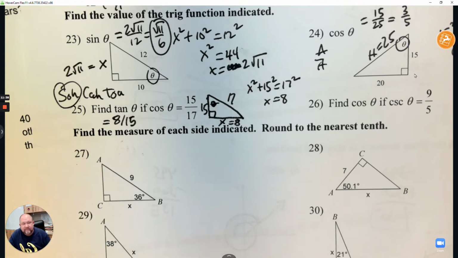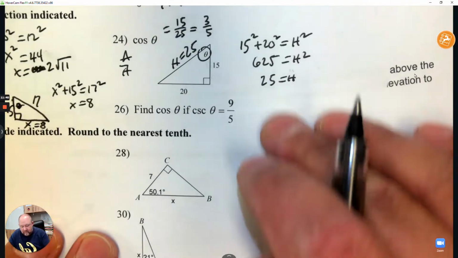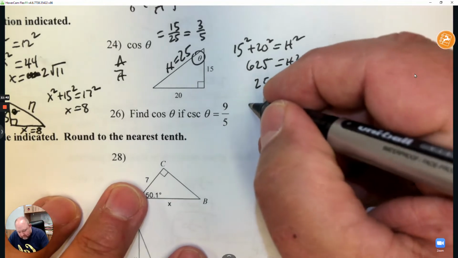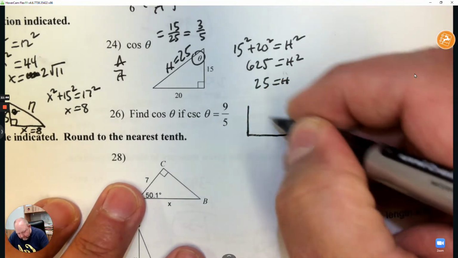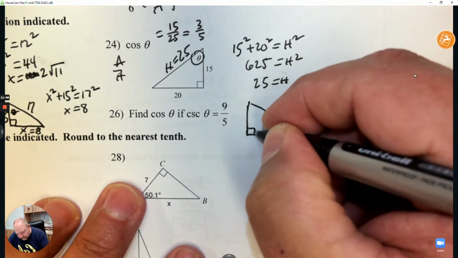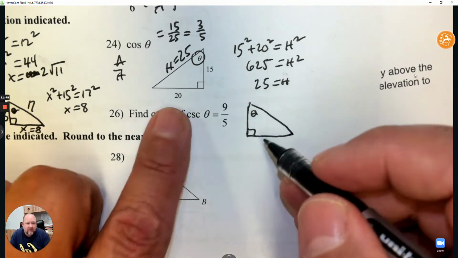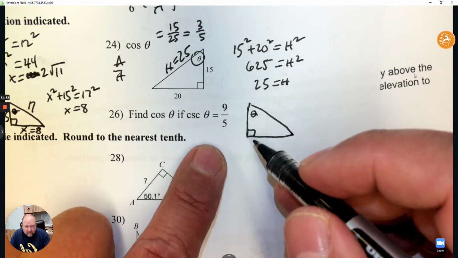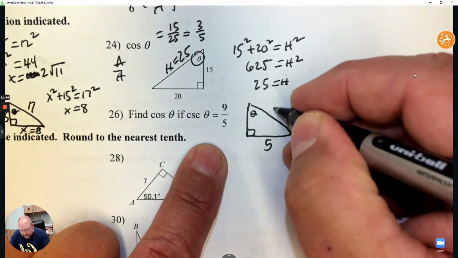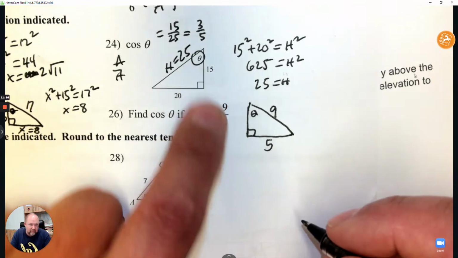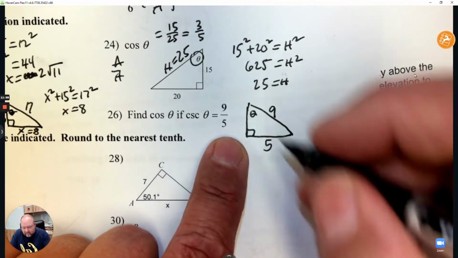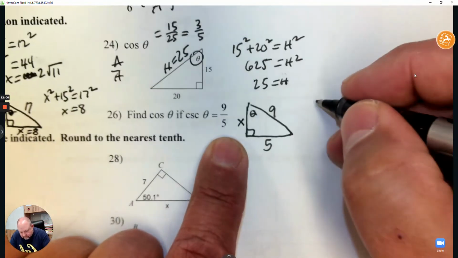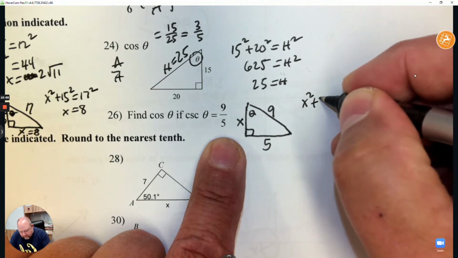Number 26. I'm going to kind of use the column a bit too here. So again, I'm going to draw a triangle. I'm going to label it cosecant. Its partner is sine, which is opposite over hypotenuse. So the opposite side and the hypotenuse in terms of the definition of it. And then we need to find this missing side. And so we use the Pythagorean theorem.